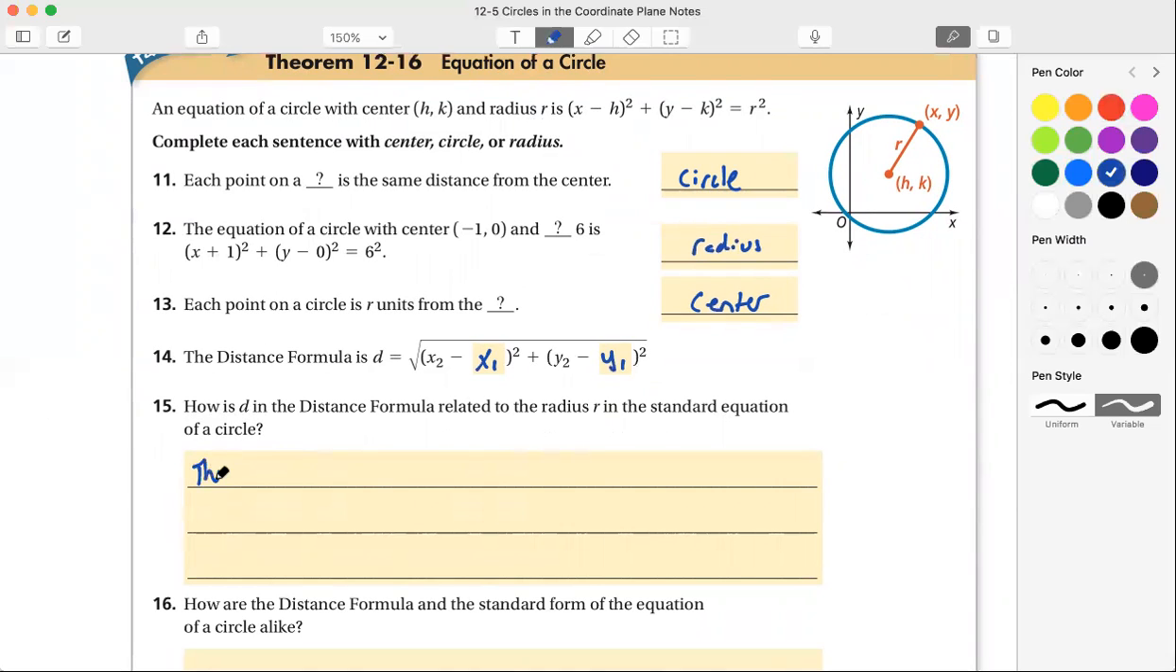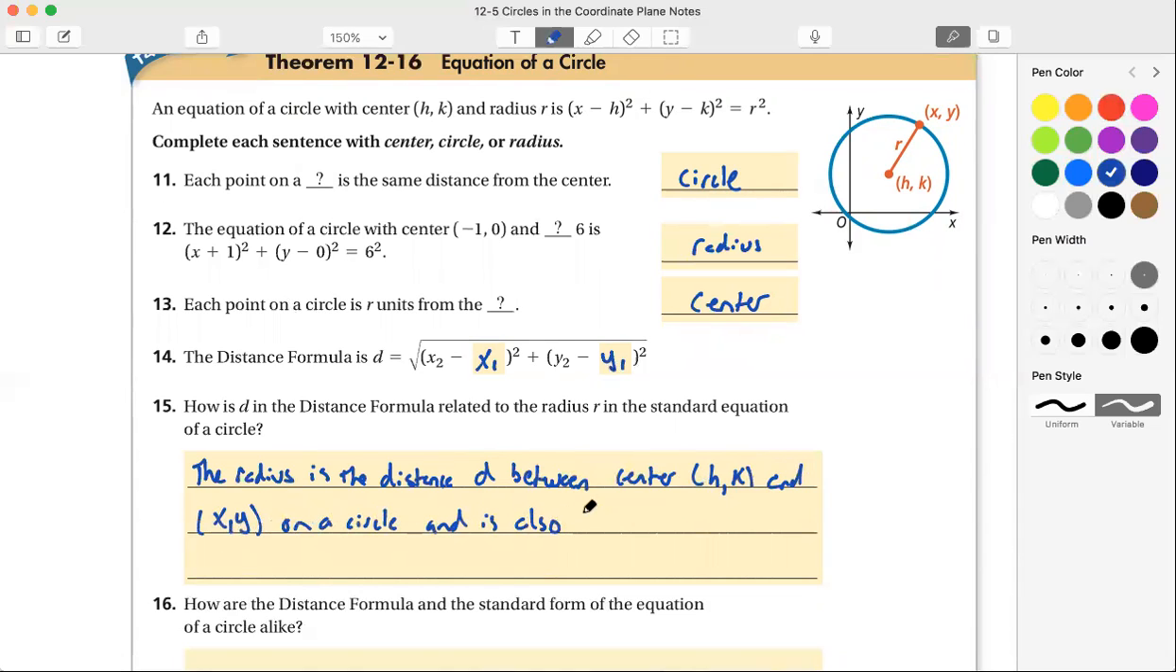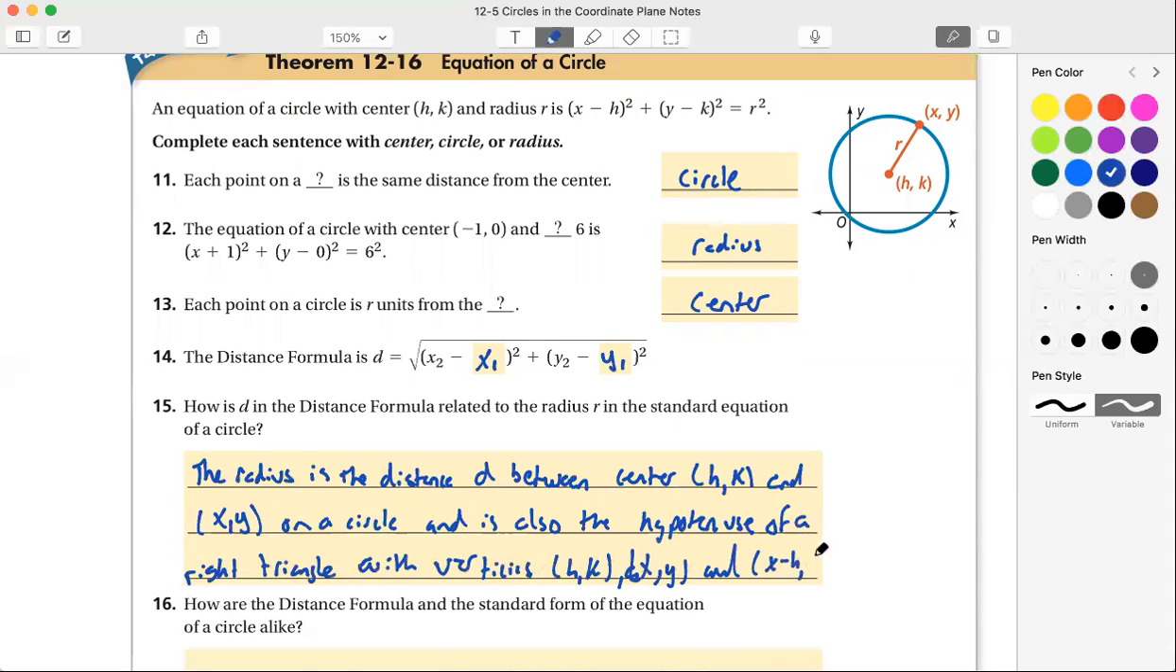Okay, so the radius is the distance d between the center (h, k) and a point (x, y) on a circle, and is also the hypotenuse of a right triangle with vertices (h, k), (x, y), and (x - h, y - k).